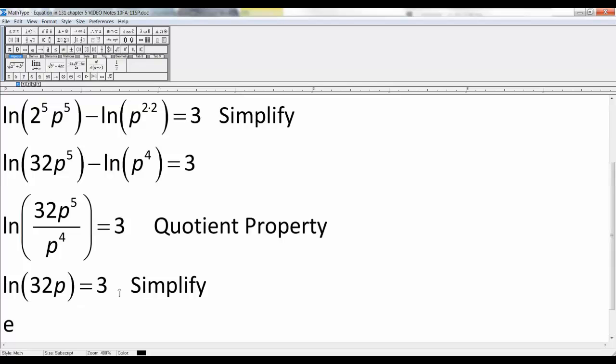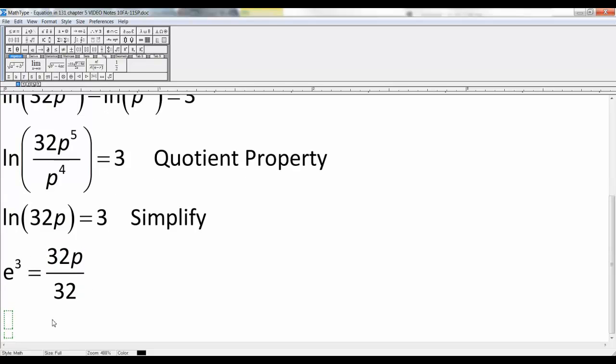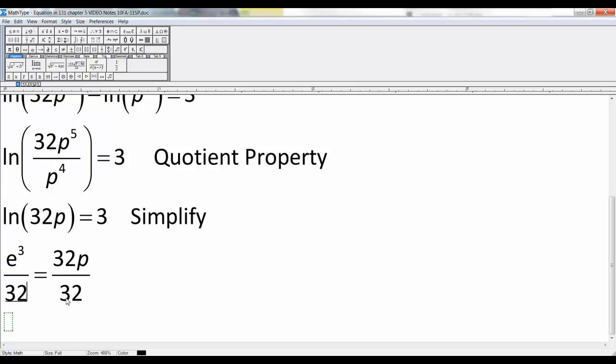Now I'm going to rewrite e to the 3 equals 32p. Because e is my base. I don't see a number there, but it's ln, and ln is base e. So I write e to the 3 equals 32p. Now I want to solve this for p, so I'm going to divide by 32 on both sides. And then p is whatever e to the 3 over 32 is.